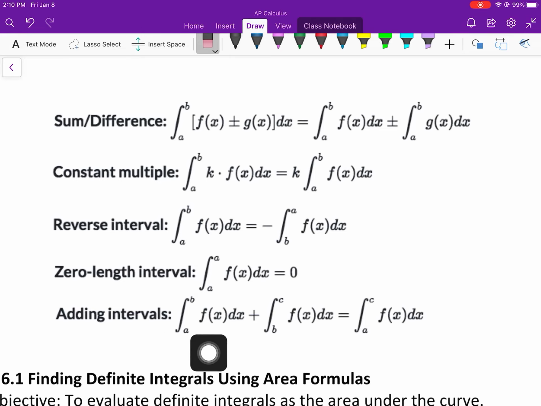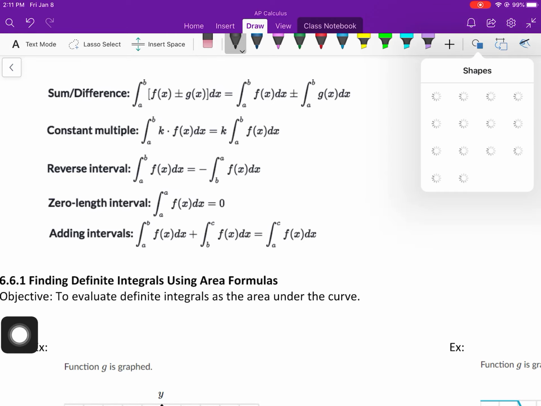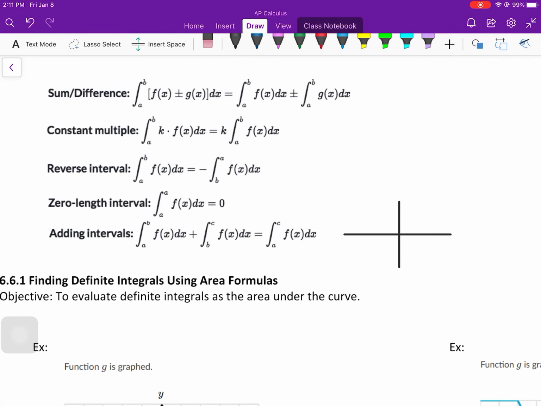And then last, adding integrals. This one's where it gets a little more complex, but it's my favorite part. The integral from a to b plus the integral from b to c equals the integral from a to c. Now, how does that one make sense? Let me help you out with that one. I think that's not in this lesson, but for the next lesson. But let's talk about it anyways. Doesn't hurt to talk about it more than once.